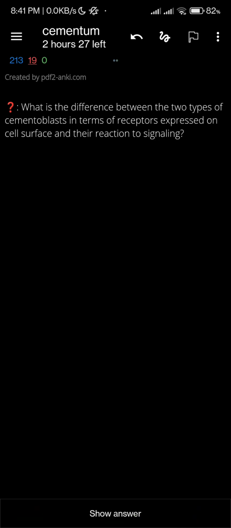What is the difference between two types of cementoblast? You have two types of cementoblast based on the expression of receptors on the cell surface and their response to signaling. What is the function of cementoblast? Forming cementum and their maintenance.